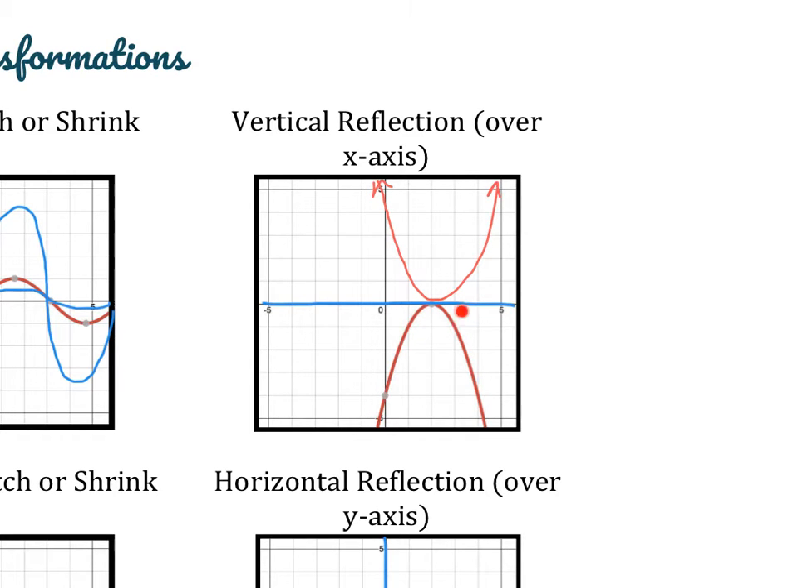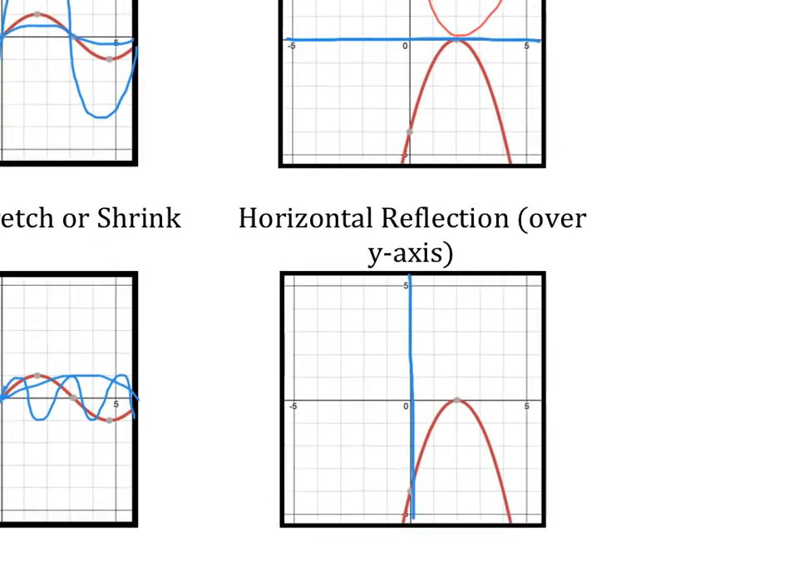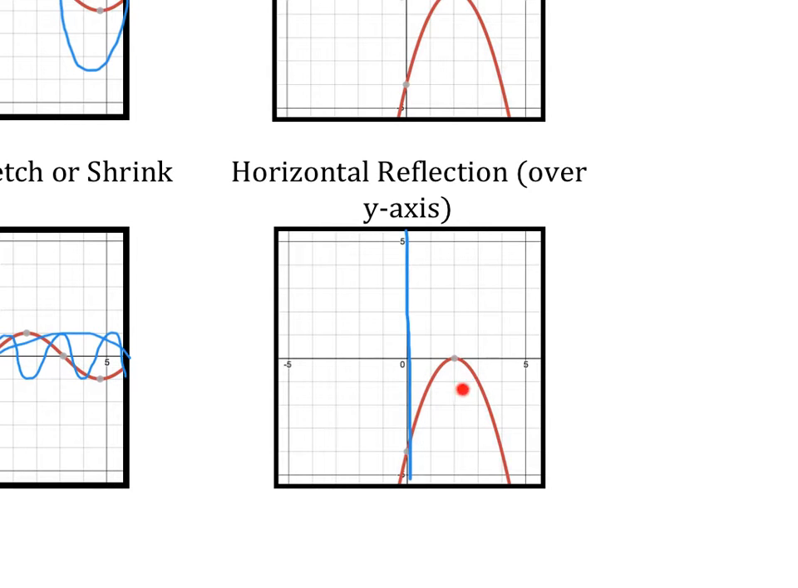So you can see that the x-axis is our line of symmetry for the reflection. Now this reflection over the y-axis, again, everything that was on the right will move to the left, and everything that was on the left will move to the right. So it would look something like this.